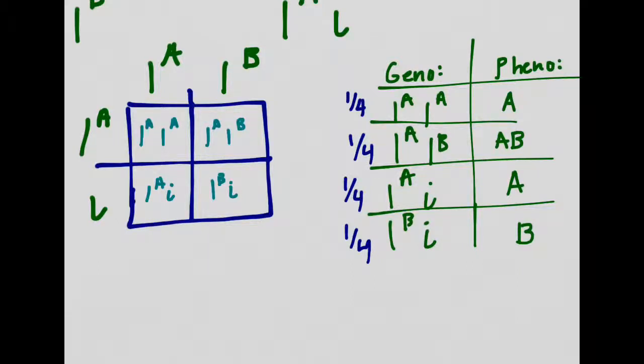But if I were to ask you what percent of their offspring will have type A blood, you'll have to remember to combine this genotype and this genotype. So individuals with type A blood, there would be 2 out of the 4. 1 out of the 4 would have type AB blood, and 1 out of the 4 would have type B blood. Let's just walk through another example with blood type here.